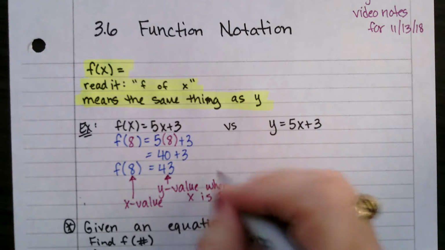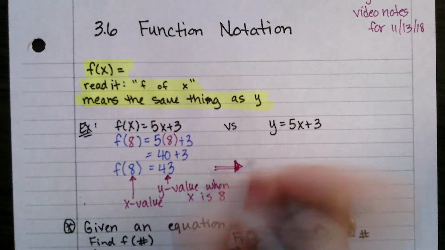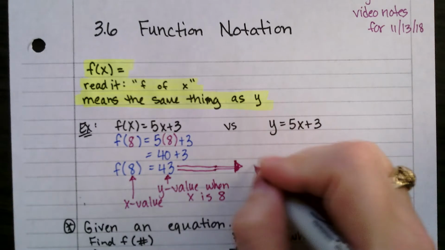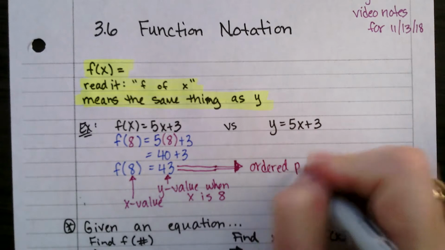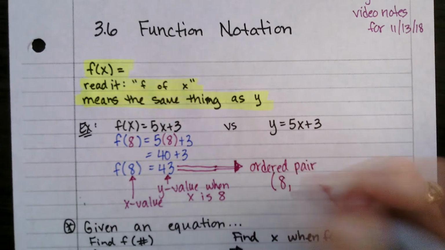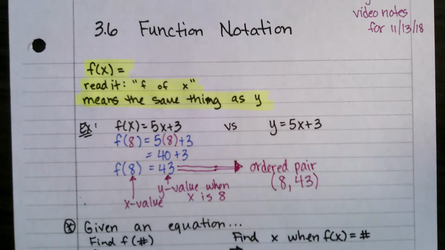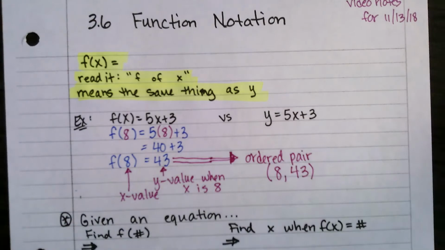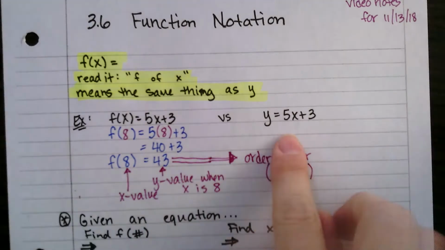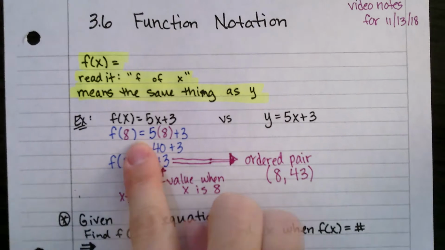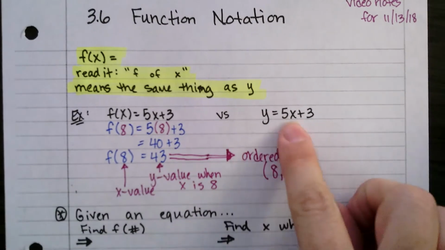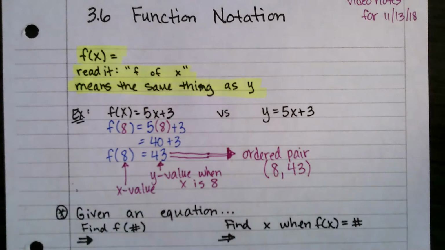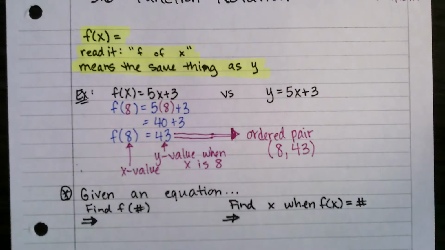So what we can do with function notation is, when it says something like f of 8 equals 43, we can create an ordered pair, which would have 8 in the x spot and 43 in the y spot. If I have y equals 5x plus 3, I can do the same thing. I just wouldn't be able to write f of 8 equals. I would just have to substitute 8 in for the x, and when I got done, I would have y equals 43.